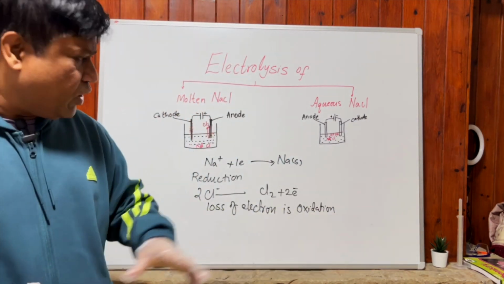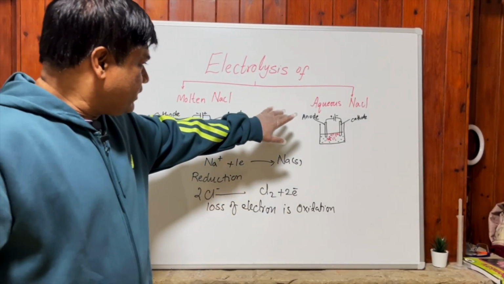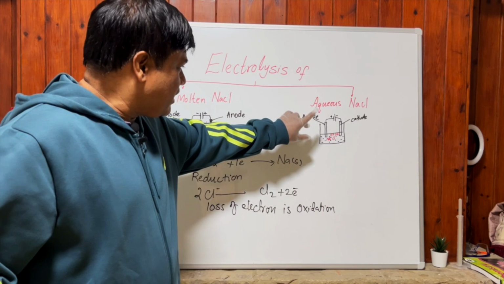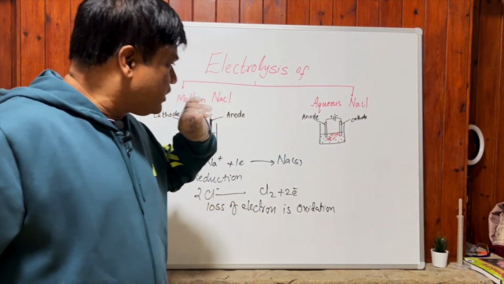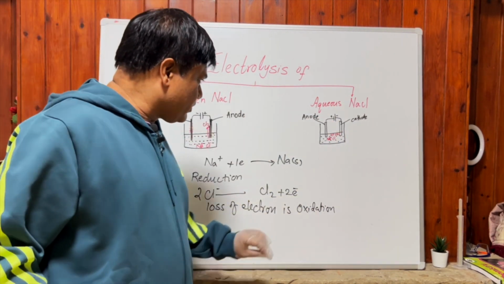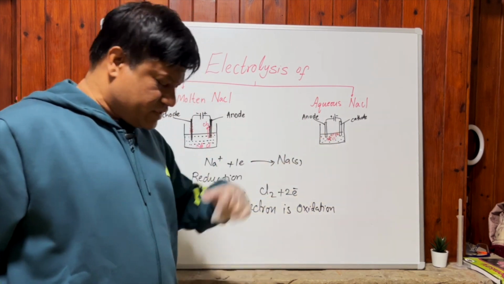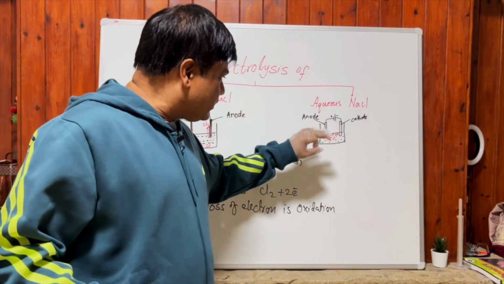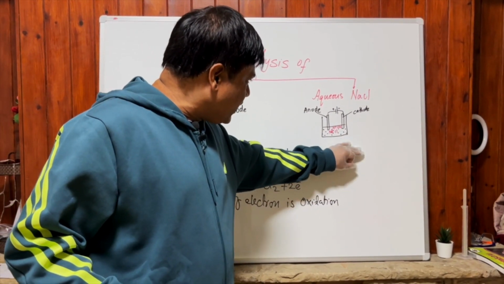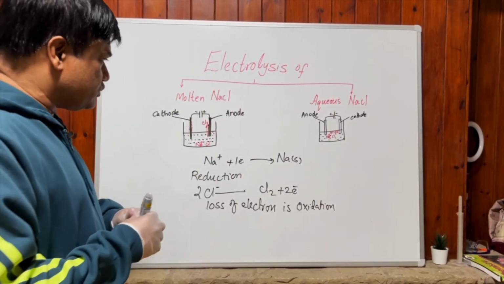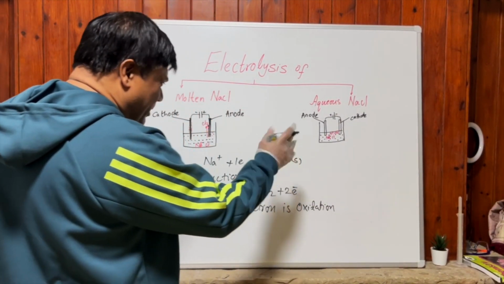We will do the same experiment here. I will show you how it works. This is the electrolysis of aqueous NaCl. This setup is called the Nelson cell. We will get three valuable products at the end of the electrolysis. Here it is a bit tricky.